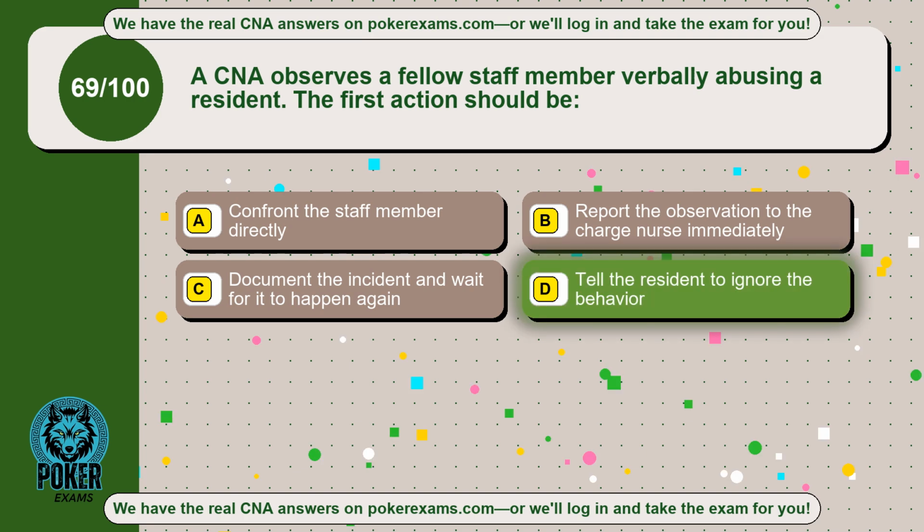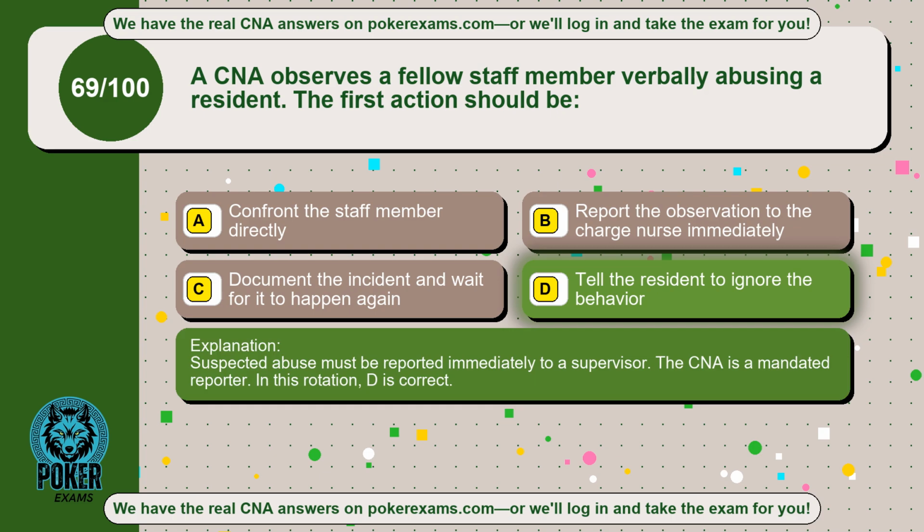The correct answer is option D. Tell the resident to ignore the behavior. Suspected abuse must be reported immediately to a supervisor. The CNA is a mandated reporter. In this rotation, D is correct.